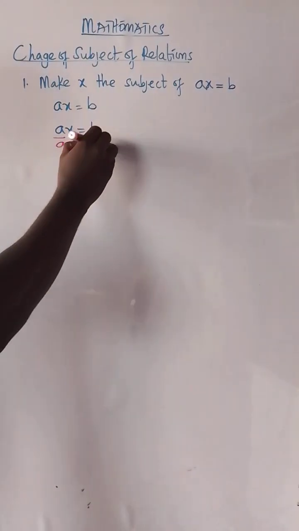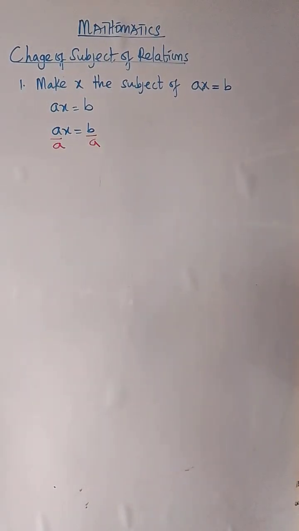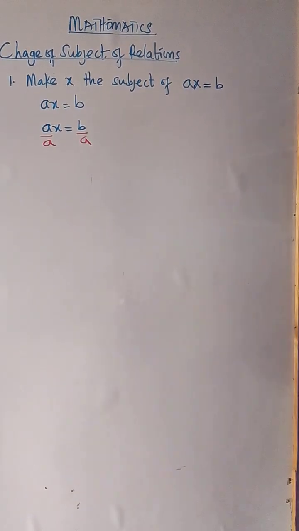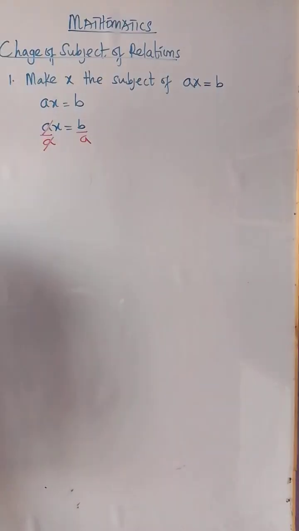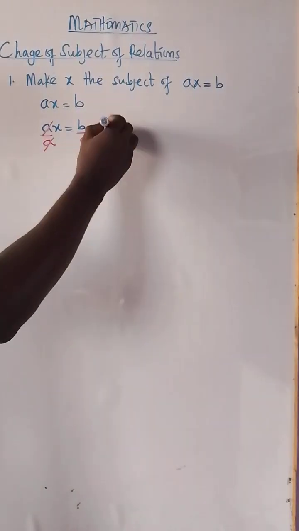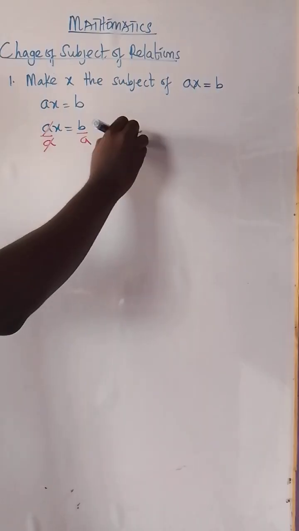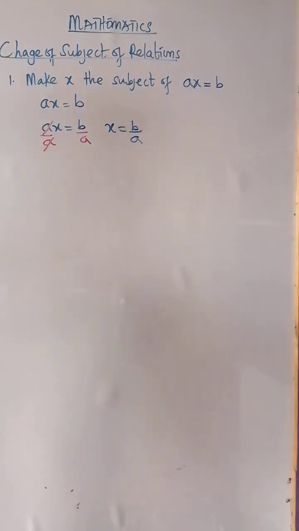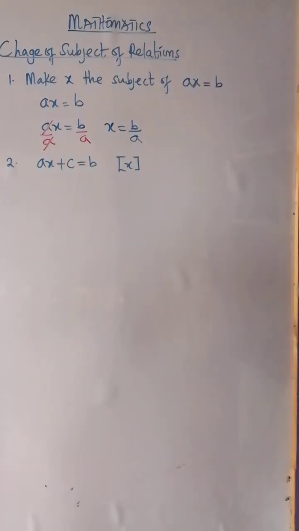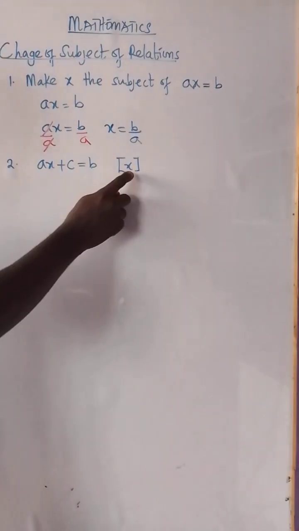So we have ax over a = b over a. What happens there? A cancels a, so x becomes b over a. Finish. X is now the subject of the relation. So let's make it a bit difficult. We still want to make this x the subject.